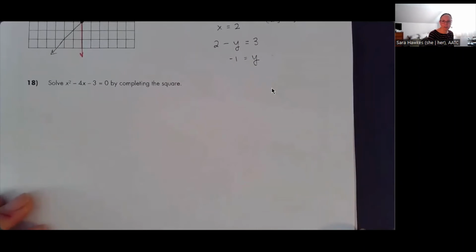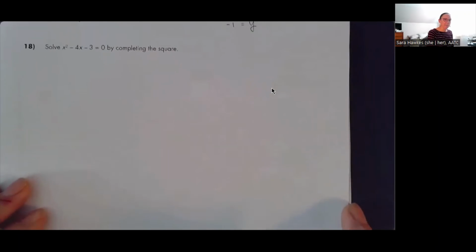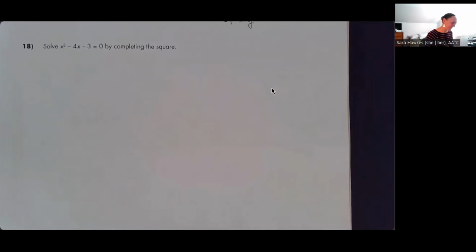Just a couple more here to go. We've got 10 or 9 minutes left. I think we're going to do it. But I'm going to solve this by completing the square. Yes, there are other methods that you could use to solve this, but I've said to use completing the square, so that's what we have to do to get our points.